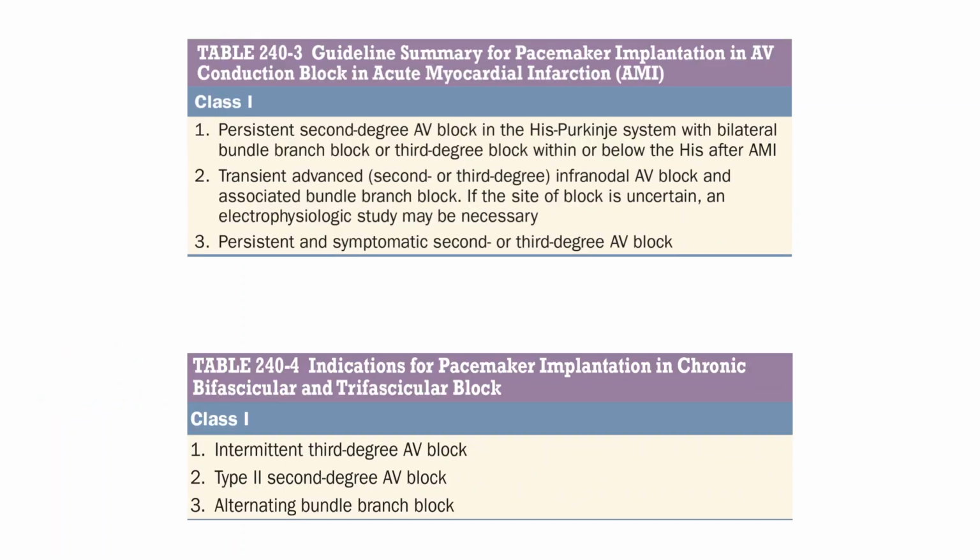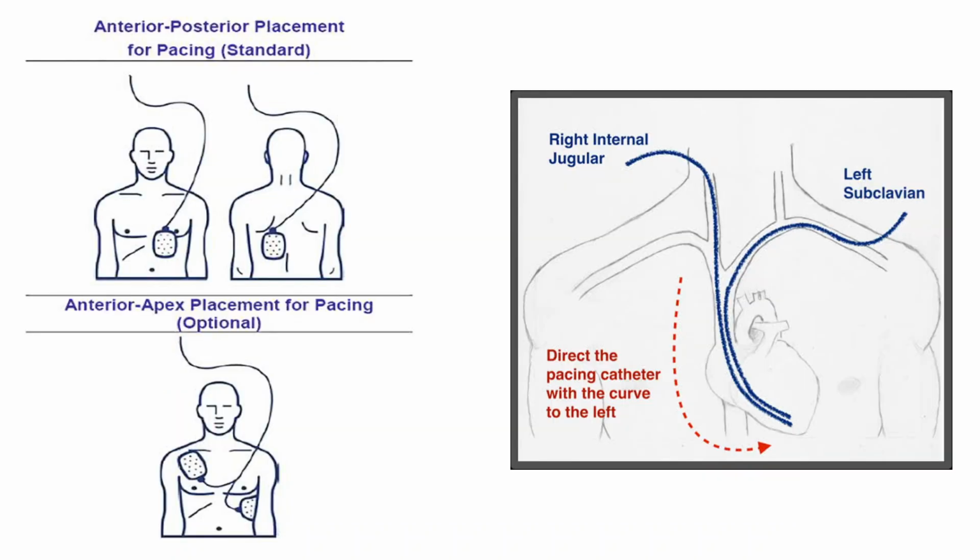Similarly, there are certain other class 1 indications for pacemaker implantation in cases of acute MI, and also indications of pacemaker in case of chronic bifascicular and trifascicular blocks. If you want to remember, you can remember these class 1 indications. This is just an image showing how the pacing is done. There are two types of pacing. One is the transcutaneous pacing, as you can see here. You can place the pads either both anteriorly, or you can keep one pad anteriorly and one pad posteriorly. So these are the types of transcutaneous pacing.